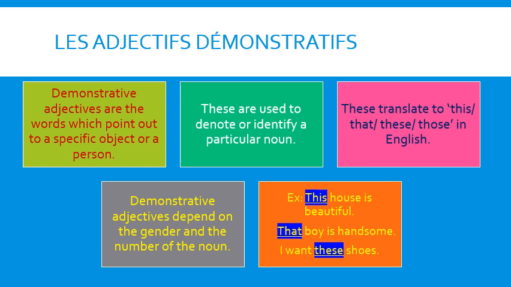So let us see a few examples in English. This house is beautiful. In this sentence, this is the word which is used to point out a specific house. Then, that boy is handsome. I want these shoes. So this, that, these are the words in the sentences which tell us that it is pointing out a specific noun.